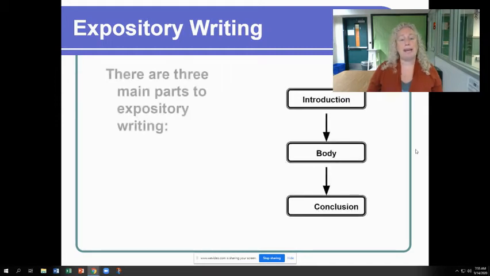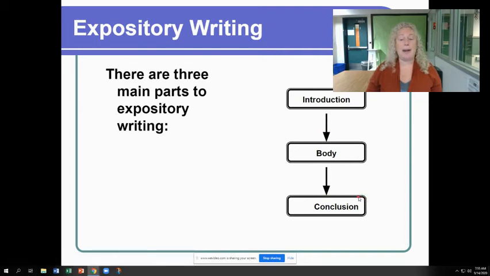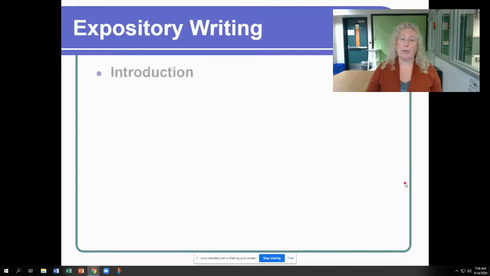There are three main parts to expository writing. There is the introduction, the body, and the conclusion. And this doesn't matter if you are writing a paragraph, a 5-paragraph essay, or a master's thesis in college. You should have these three main parts: the introduction, the body, and the conclusion. So let's talk about what those parts are.